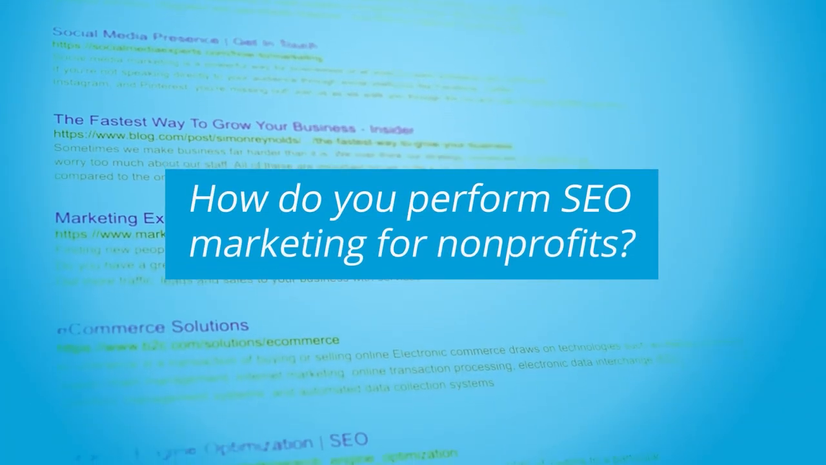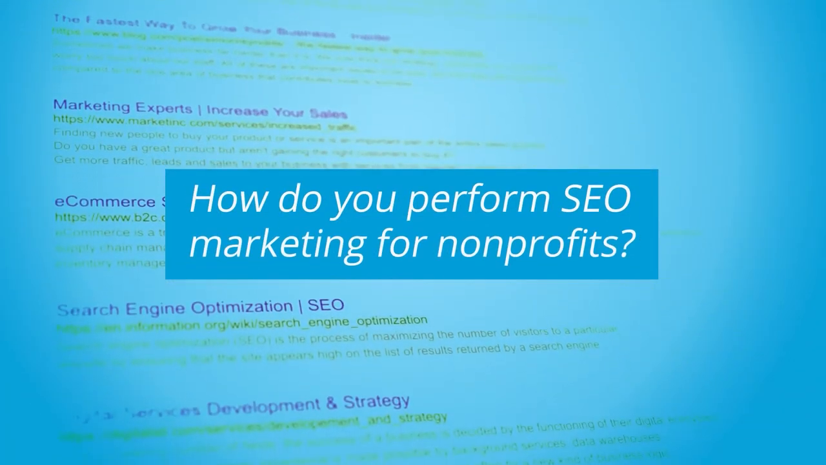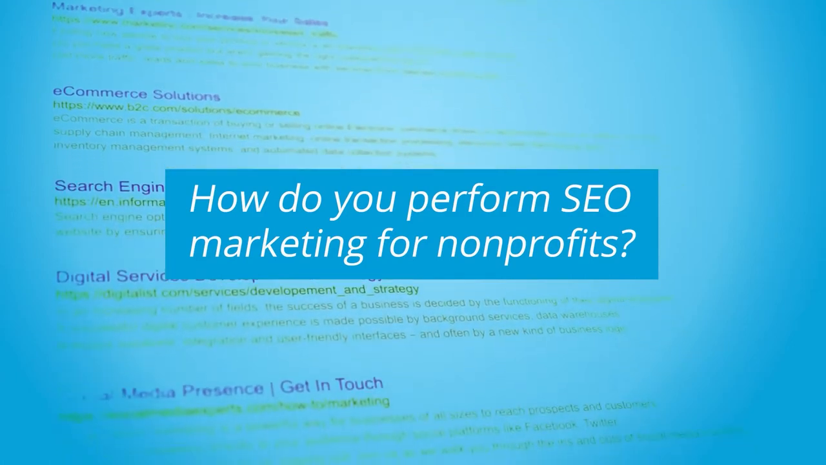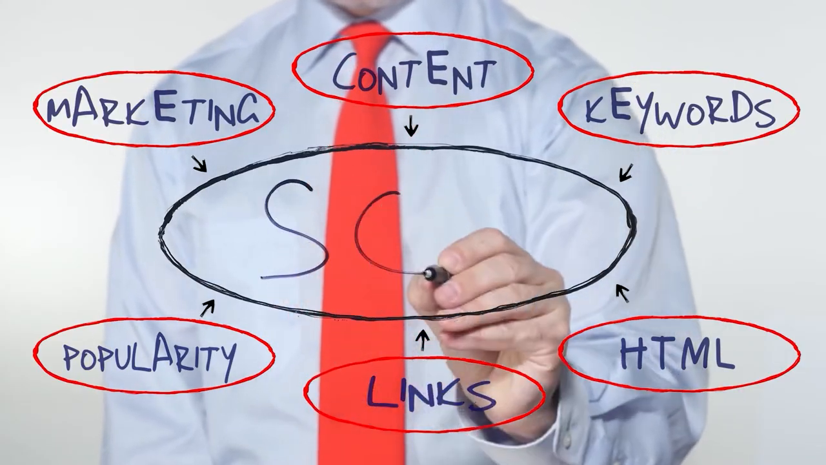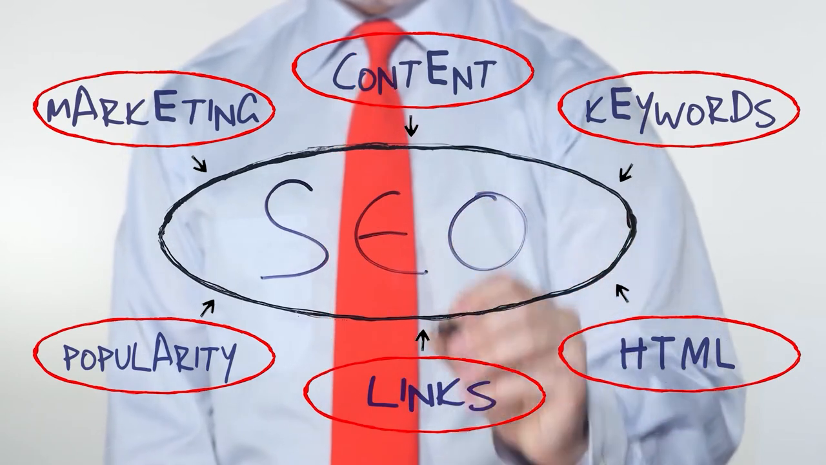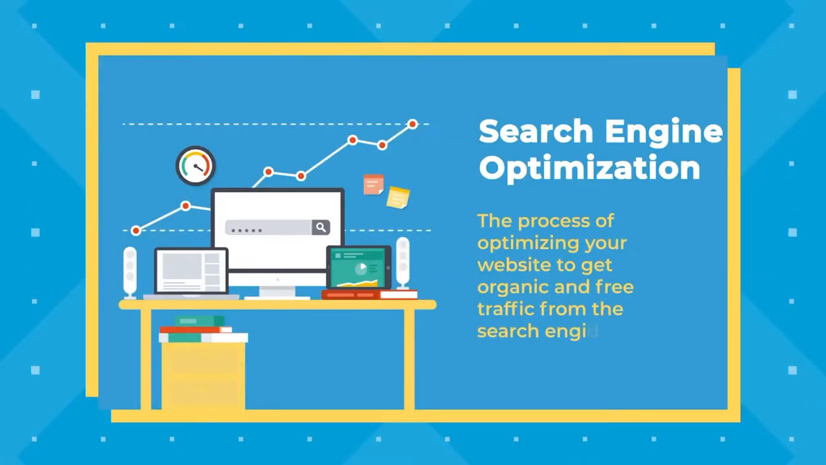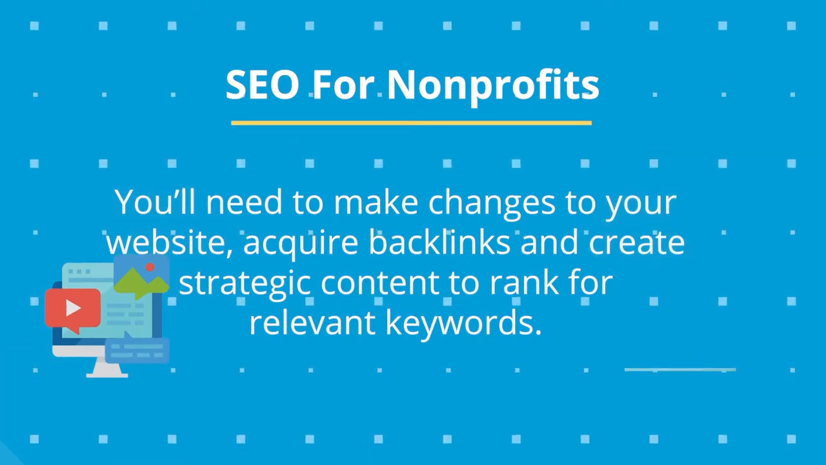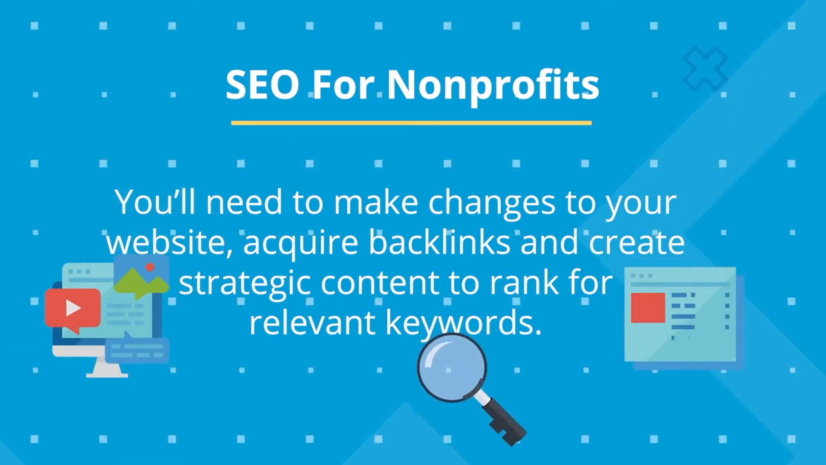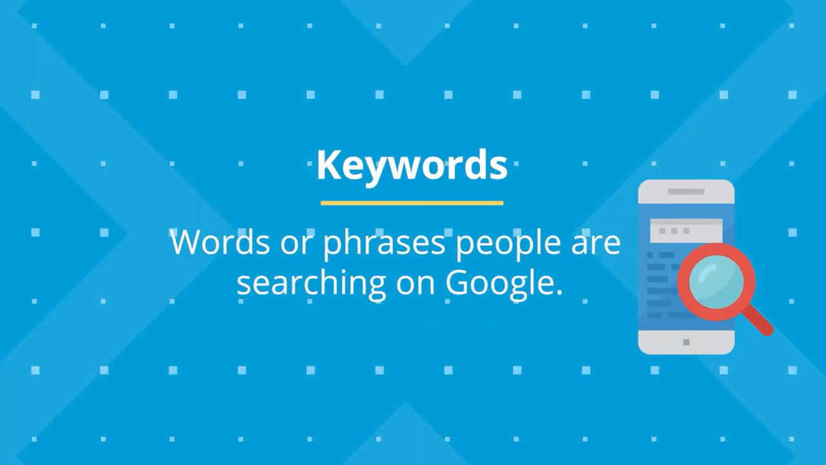Okay, so then the next question is, how do you do it? How do you perform SEO marketing for nonprofits? Well, SEO is a big umbrella term for a number of processes, and it's an ongoing process at that. We have an introductory video to SEO, which I'll link here, but in short, you'll need to make changes to your website, acquire backlinks, and create strategic content to rank for relevant keywords. Keywords are the words or phrases people are searching on Google.